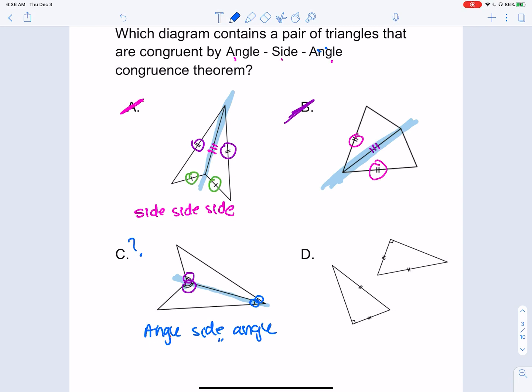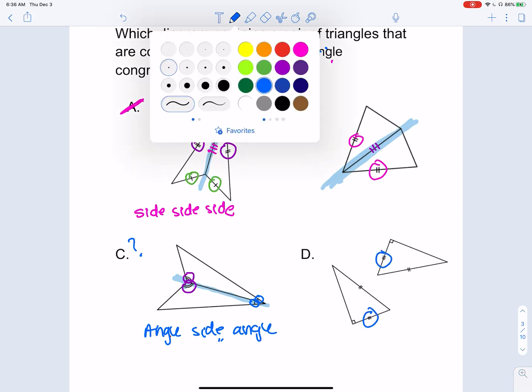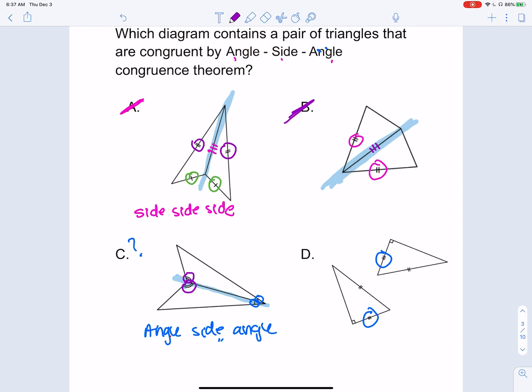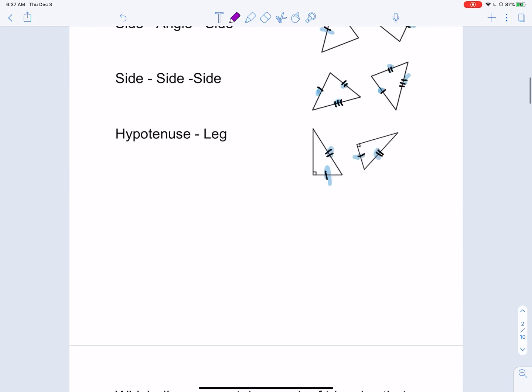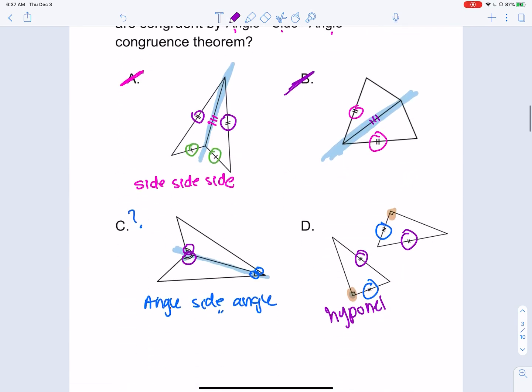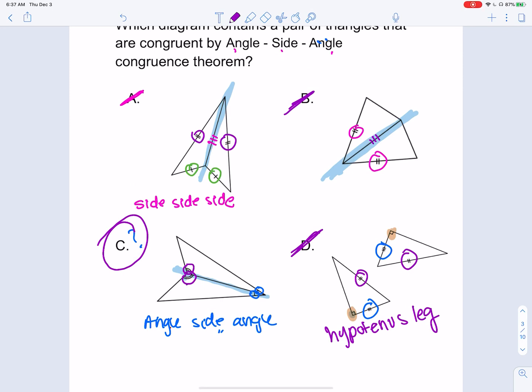With D, I know these two angles are the same, and these two sides are the same. Then I know these two sides are the same, and I know it's a right angle. So we know that this is the hypotenuse. I'm not a spelling teacher. Hypotenuse leg theorem. Sorry, that took a little longer. So it can't be D. So my only answer would be C because it's angle, side, angle.